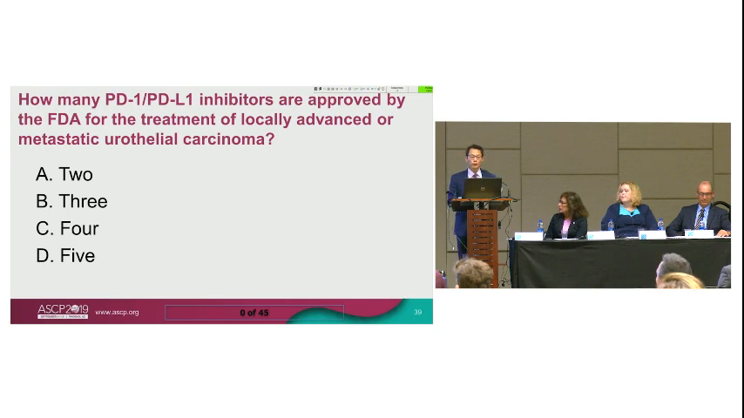So another audience response question is, how many of those checkpoint inhibitors, the PD-1 and PD-L1 inhibitors, are currently FDA approved for the treatment of locally advanced or metastatic urothelial carcinoma, bladder cancer? So take a minute to guess or to select the right answer if you know the right answer, and then we'll look at the responses here in a moment.